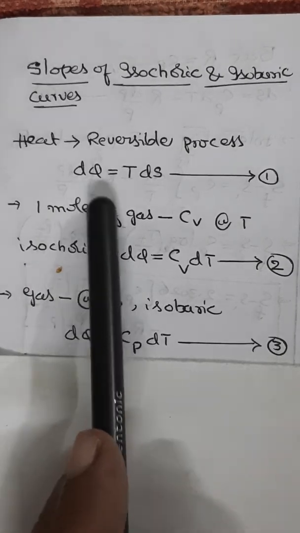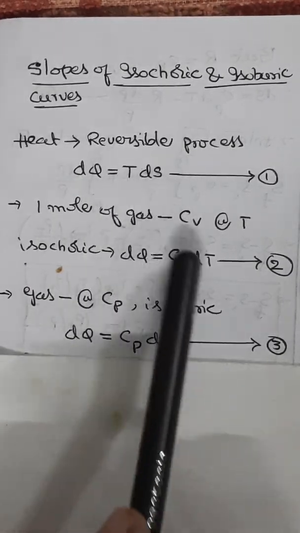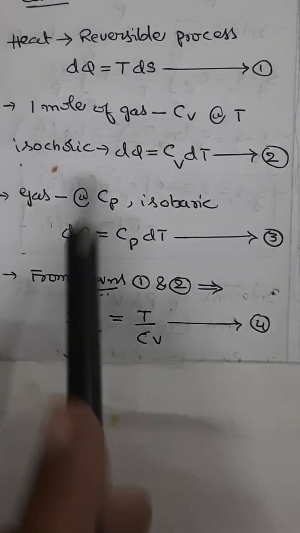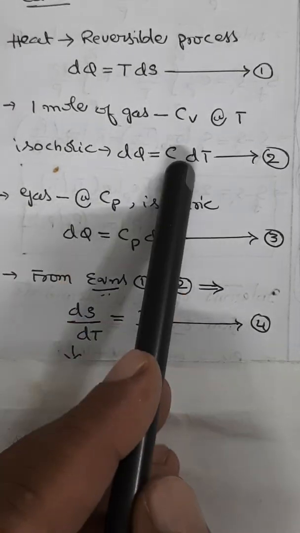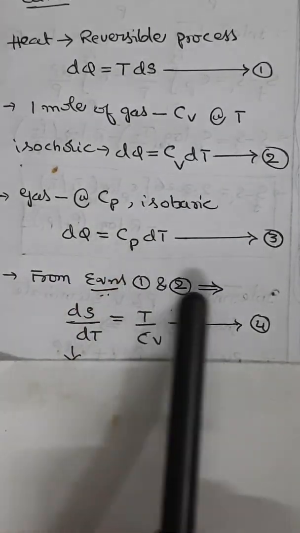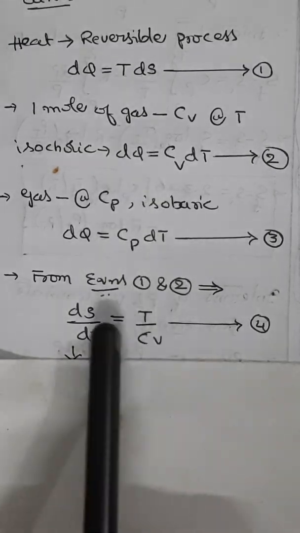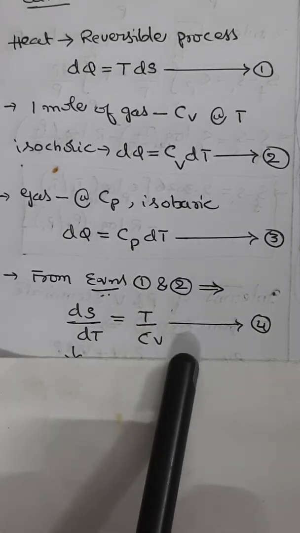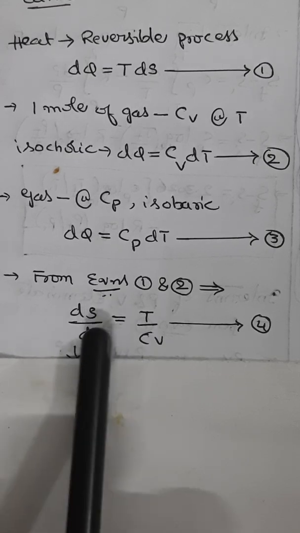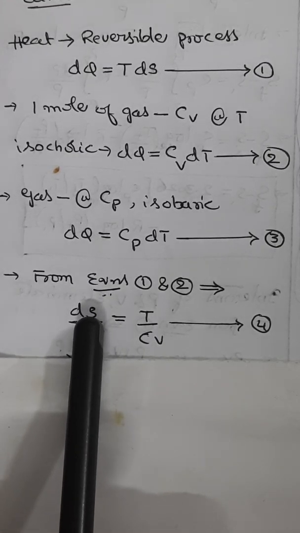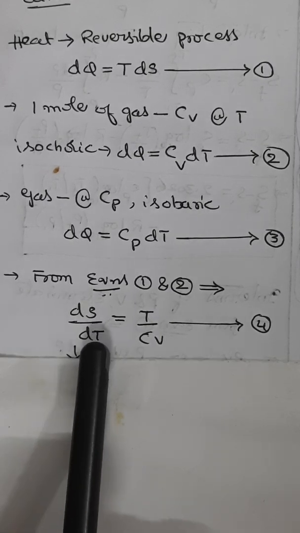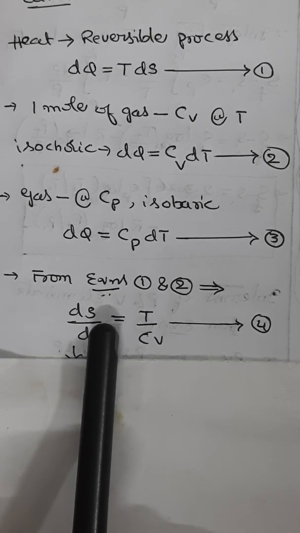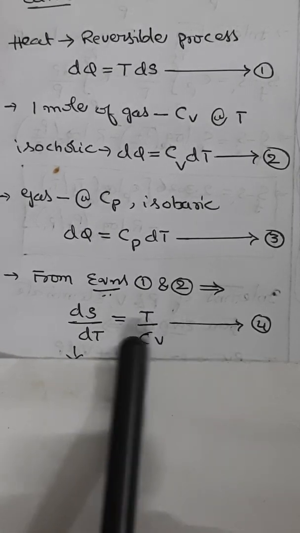if you see, the left hand side is the same. So therefore you can equate the right hand side. When you equate the right hand sides of 1 and 2, TdS equals Cv dT. So you can cross multiply and get dS by dT as T by Cv. Here dS by dT means the slope of the curve. So this gives you dS by dT as the slope of the isochoric curve on the TS diagram.